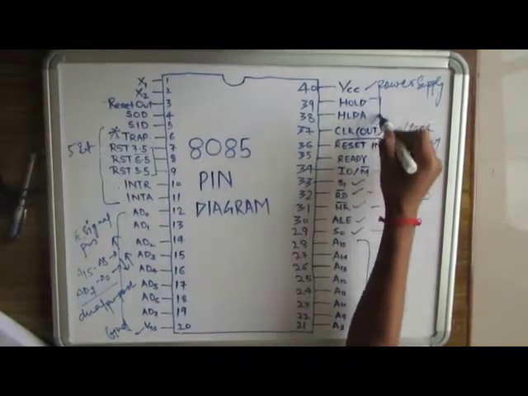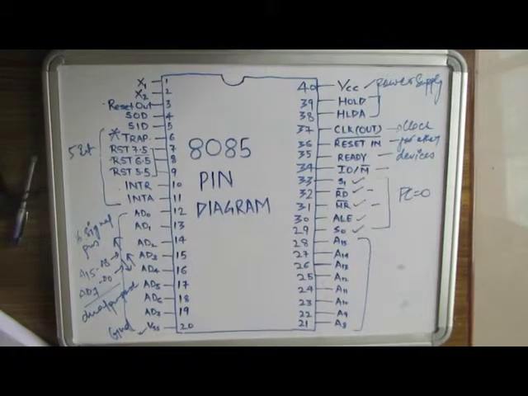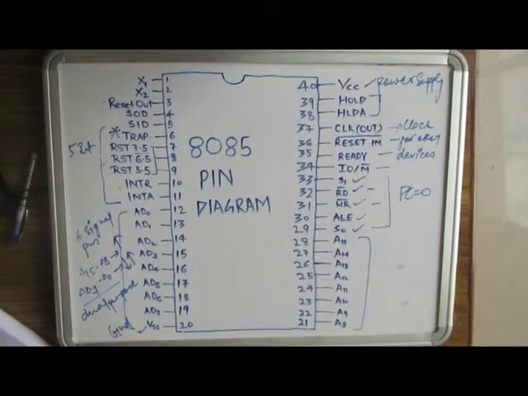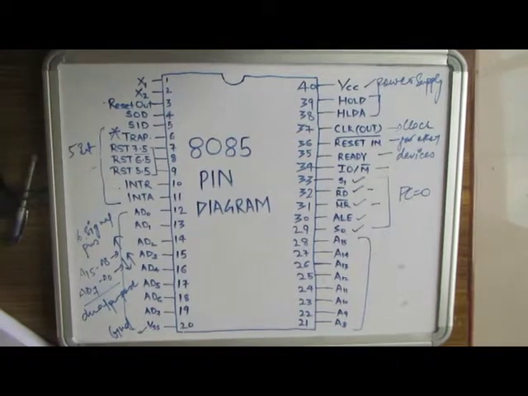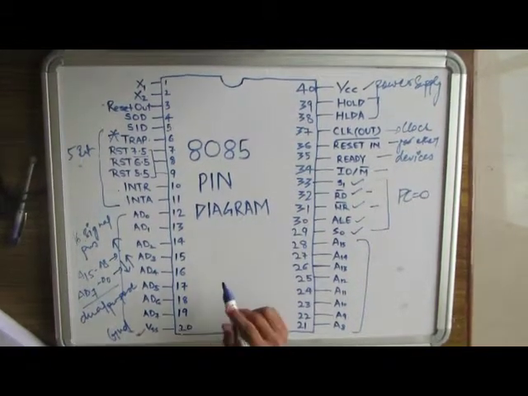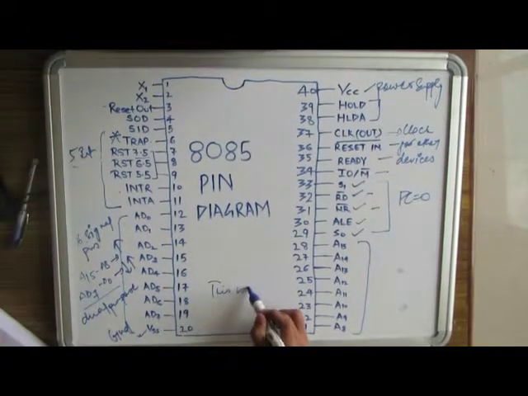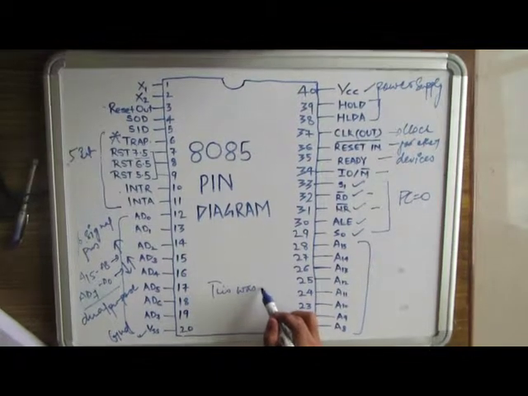We have then the last two signals, HOLD and HOLD acknowledge. The HOLD signal indicates that a peripheral is requesting the use of the address and data bus, and HLDA acknowledges the hold request. This was a brief description of every pin of the 8085 pin diagram.